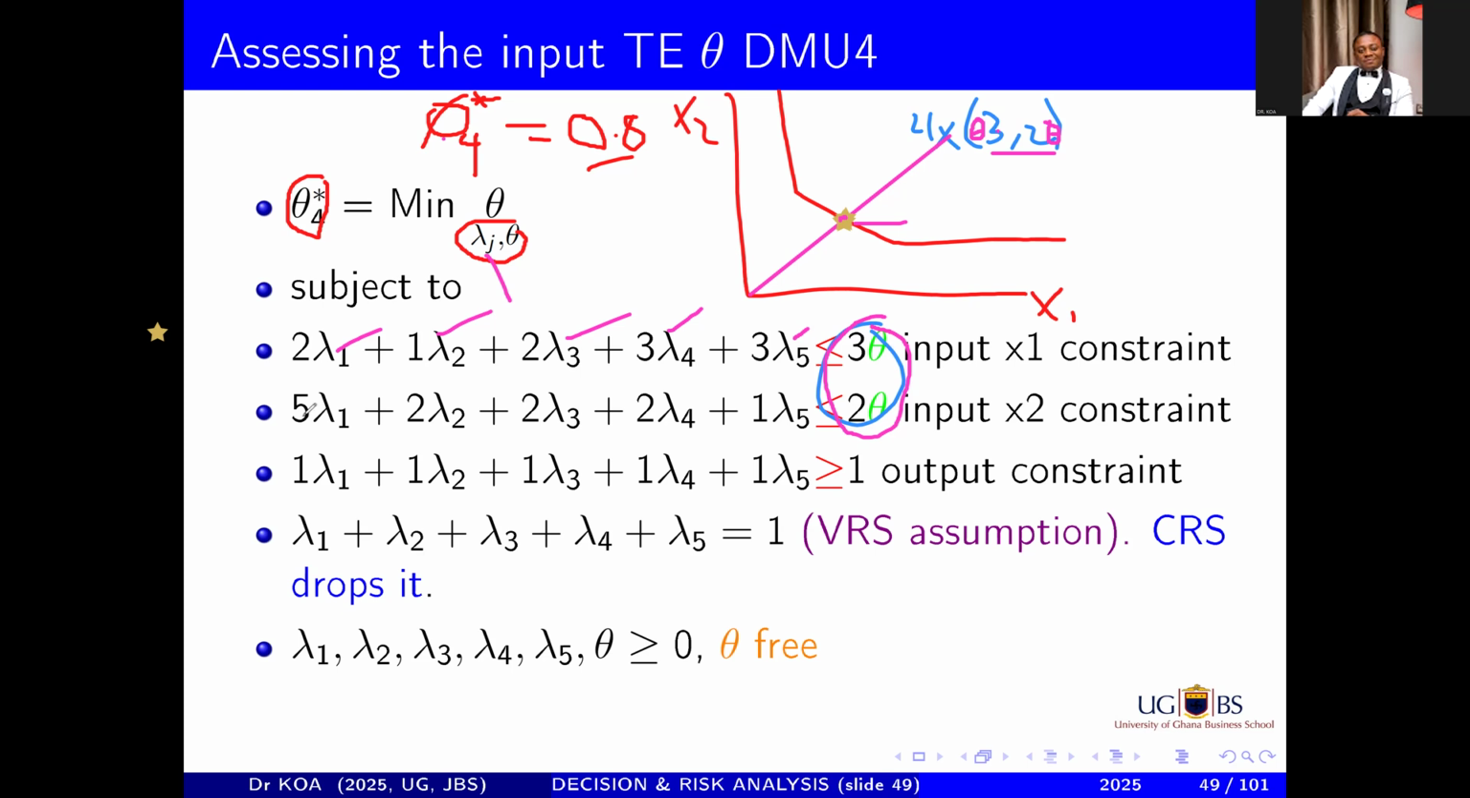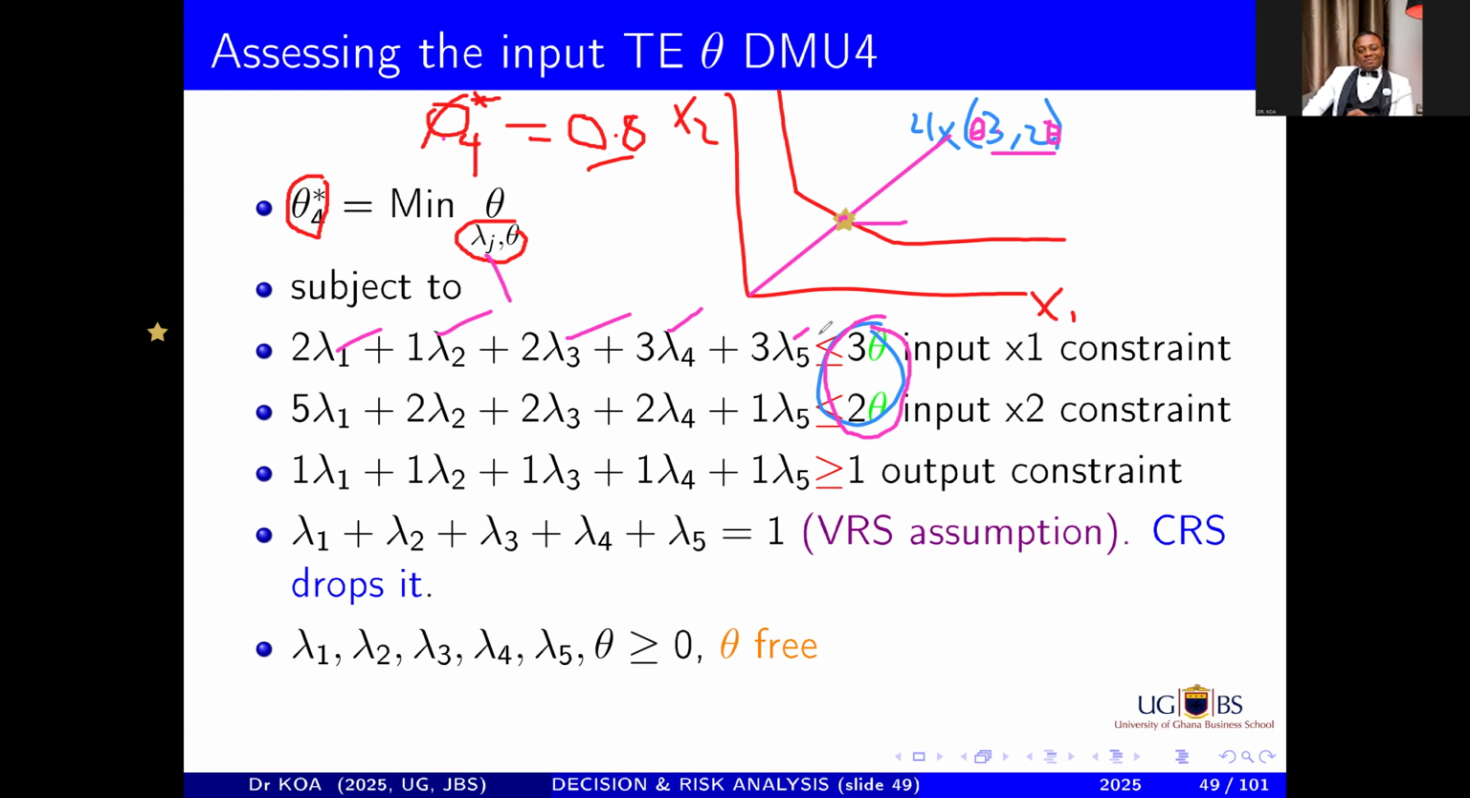I will formulate this model. When I am done, I will do it for DMU1. I'll formulate another model for DMU1. When I am done, I will do it for DMU2, then DMU3, then DMU5. For each one at a time, I will formulate the model. Don't worry, the software will do it all automatically in seconds for you. Now you just have to know the principle.